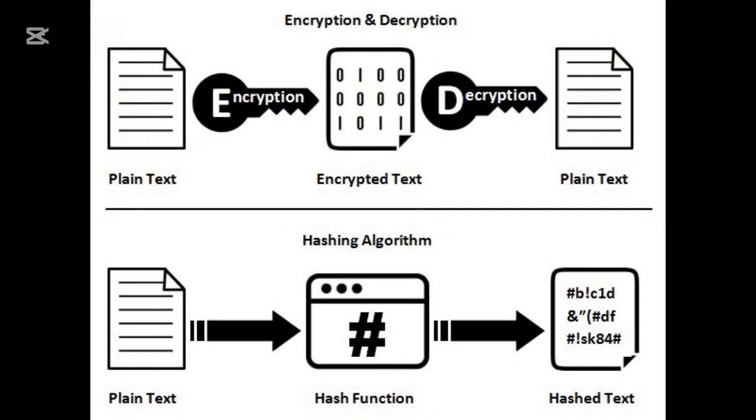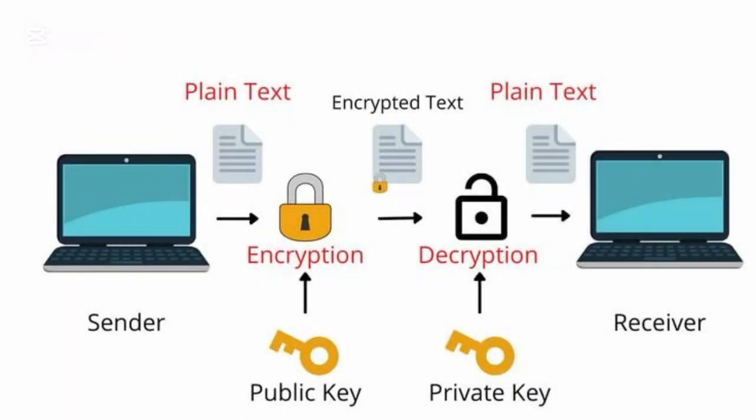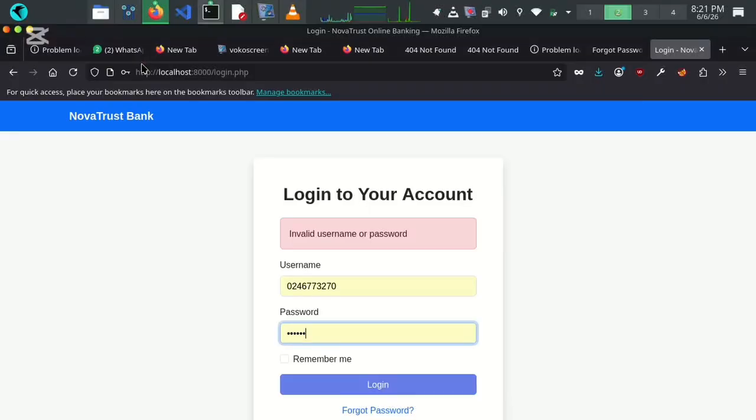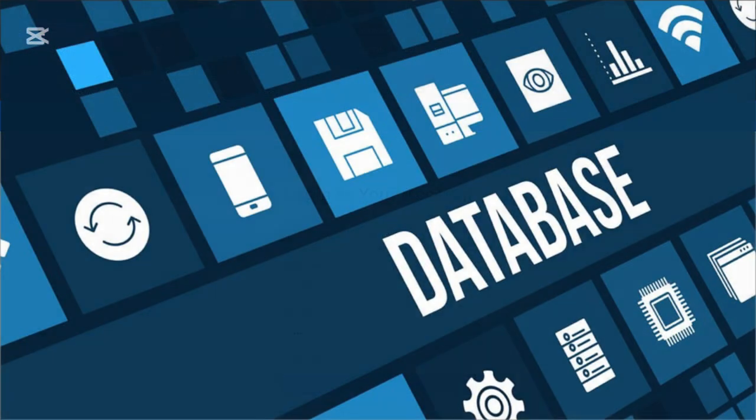The important thing to understand is that hashing is not encryption. Take note, hashing is not encryption. Encryption can be reversed if you have the correct key. Hashing cannot be reversed. Once a password is hashed, it cannot be converted back into the original password. After hashing the password, the server stores the username, email, and hashed password in the database.